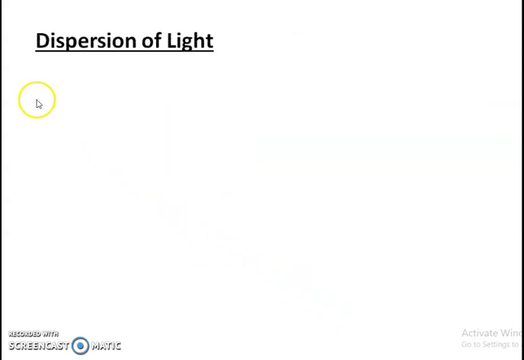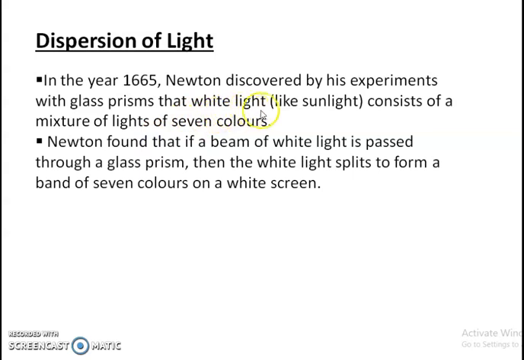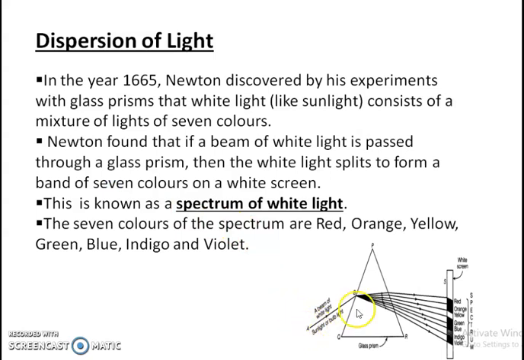This was described by Newton in his experiment with a glass prism in the year 1665. He stated that the sunlight, which is white light, is a mixture of 7 colors. And he showed it with a prism. He allowed the sunlight to fall on a prism, which is made up of glass, and it allowed the 7 colors to fall on a white screen. This is called the spectrum of white light.